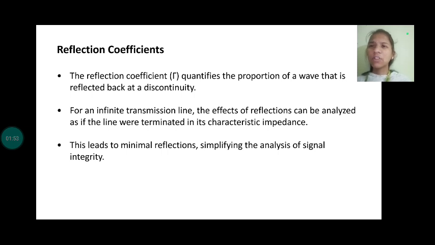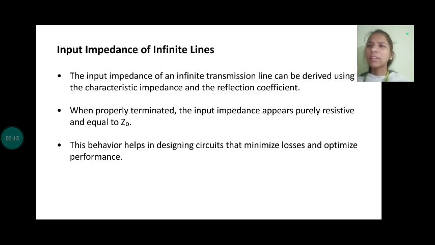Reflection coefficient. The reflection coefficient is the proportion of the wave that reflects back at a discontinuity. For the infinite transmission line, the effect of the reflection can be analyzed as the line terminated in its characteristic impedance. This leads to minimal reflection, simplifying the analysis of signal integrity.